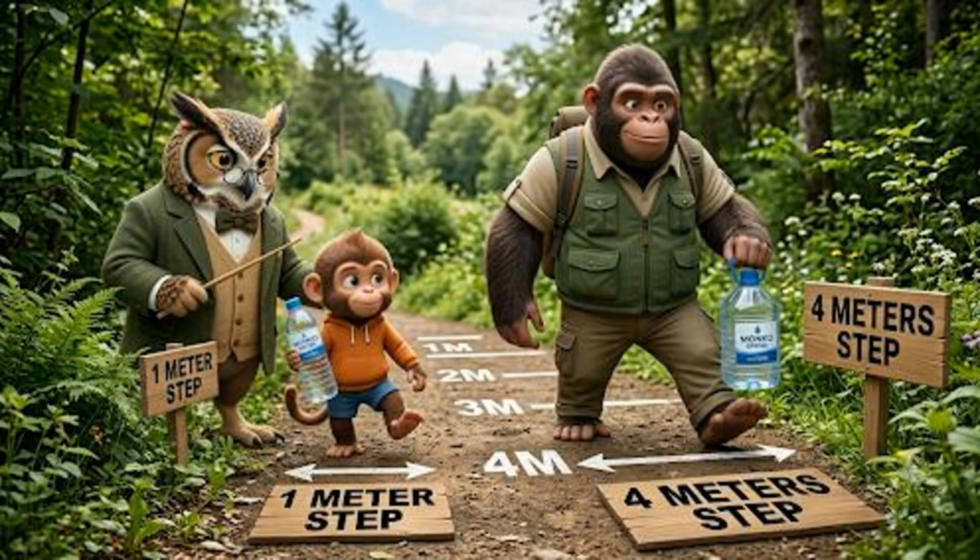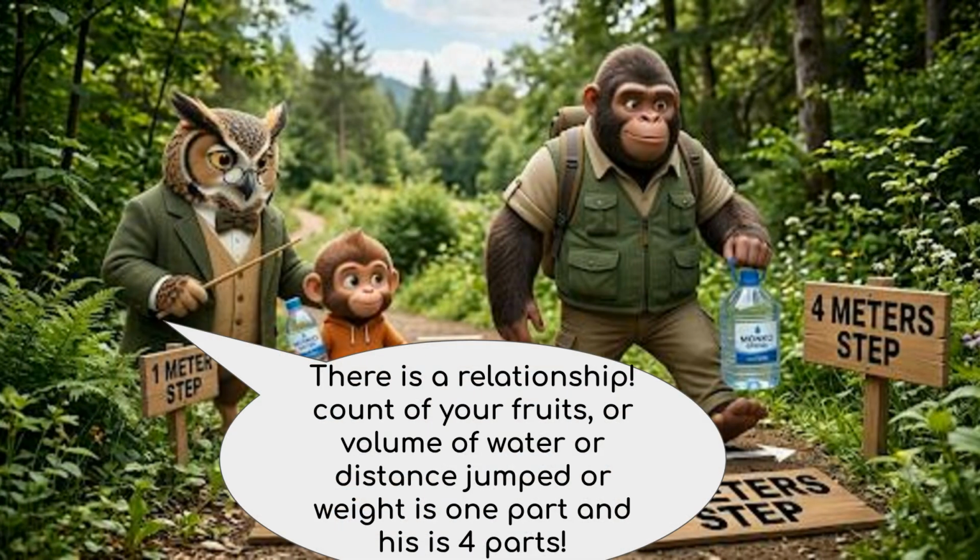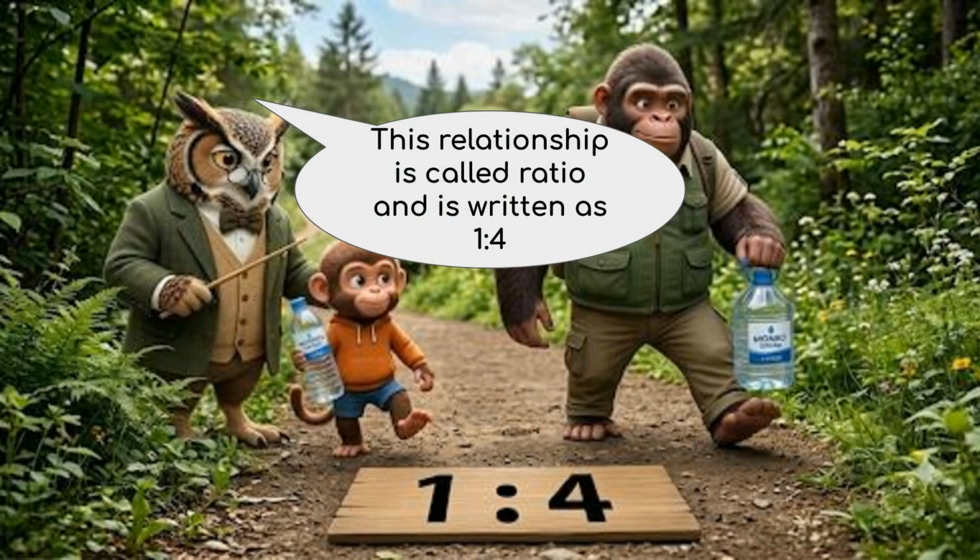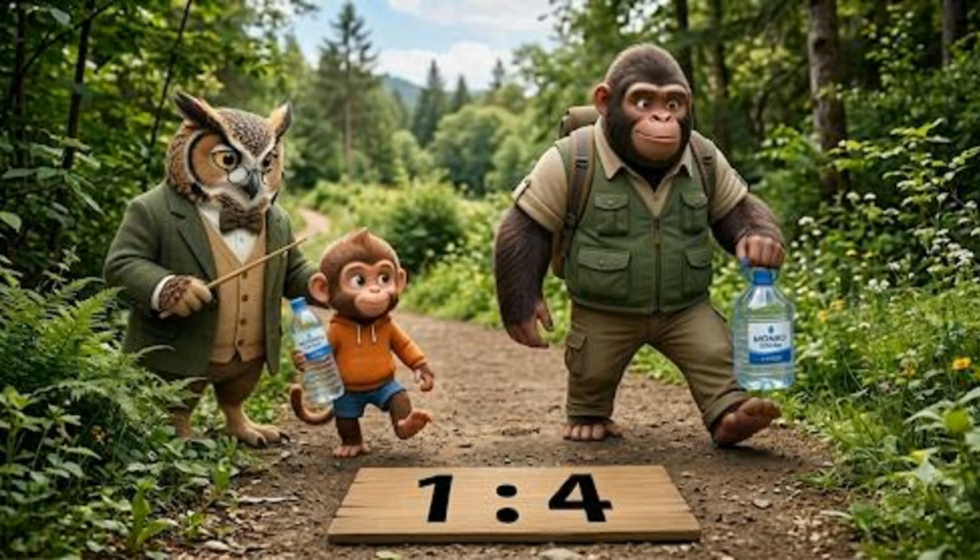There is a relationship. Count of your fruits, or volume of water, or distance jumped, or weight is 1 part, and his is 4 parts. This relationship is called ratio and is written as 1 to 4. The ratio of 1 to 4 defines the proportion between the two quantities.